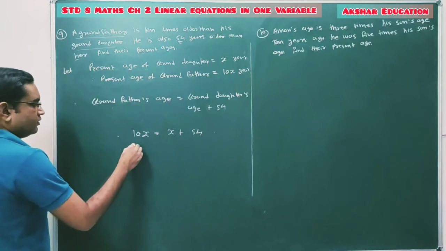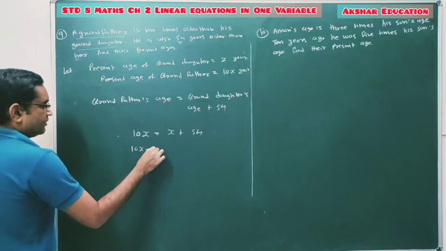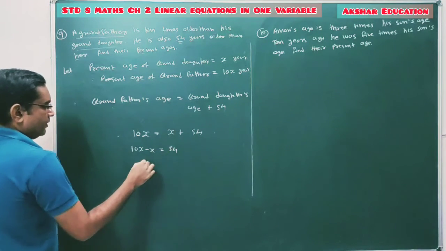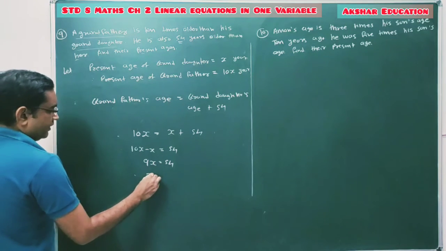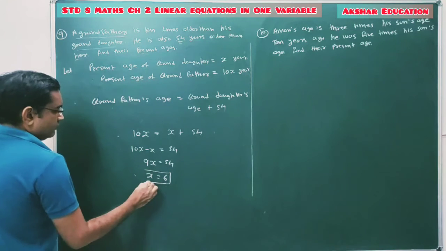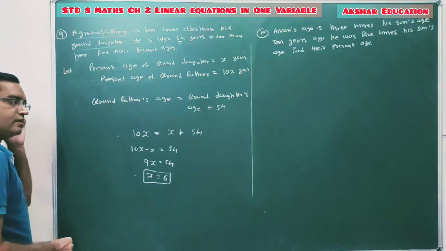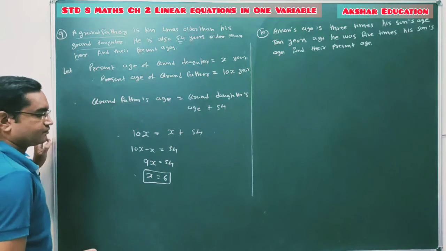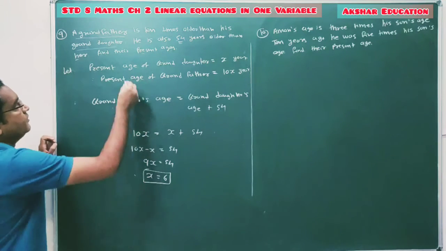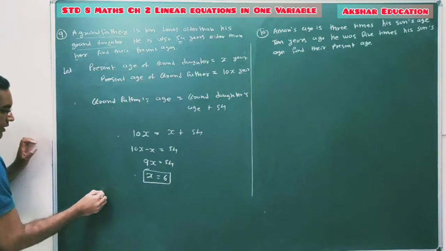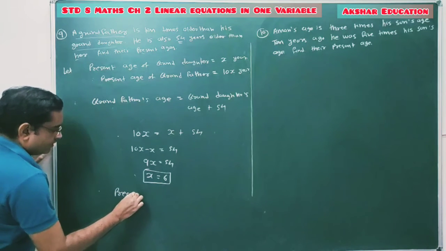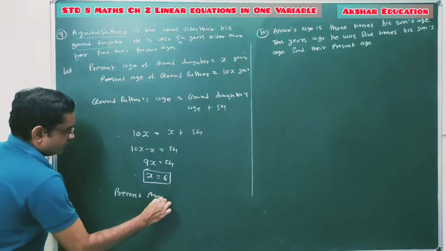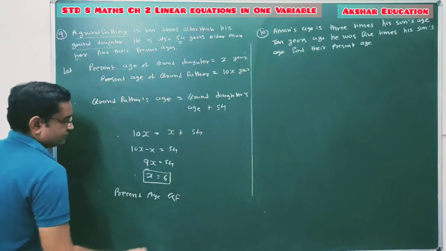So this is one equation. Solve it. It's 10x minus x equal to 54. So 9x equal to 54. So we are getting x equal to 54 by 9. So it's 9 6s are 54. Clear? So x equal to 6. Find their present ages. So you have to find the present age of both. Therefore, our answer is present age of grandfather.